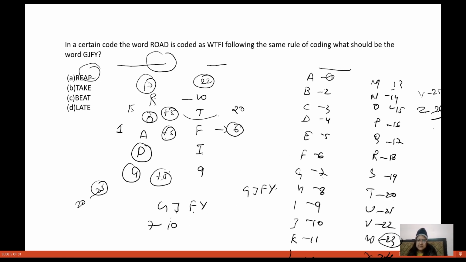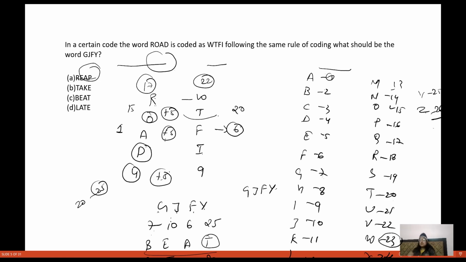F is obviously 6, and Y is 25. So what word do you need? You need 2, 5, 1, and 20. So what is 2? Obviously B. What is 5? Obviously E. What is 1? Obviously A. And what is 20? Obviously T. See, because I remember what all these digits correspond to, I am able to do this so fast.